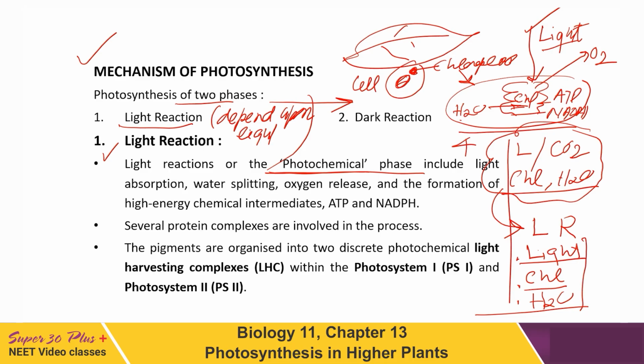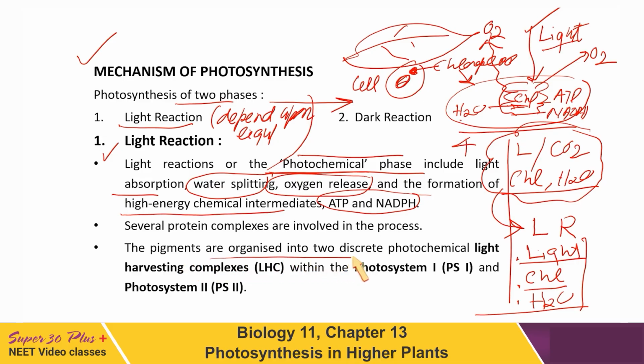Come to this point now. It is called photochemical phase. It includes light absorption, water splitting, oxygen evolution, and formation of high energy chemical intermediates, that is ATP and NADPH2. Here water will be split up, as a result of which oxygen is released. So these pigments here, that is in the granum, are organized into 2 discrete photochemical light harvesting complexes, photosystem 1, PS1, and photosystem 2, that is PS2.